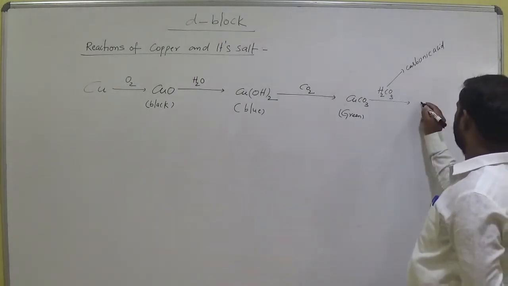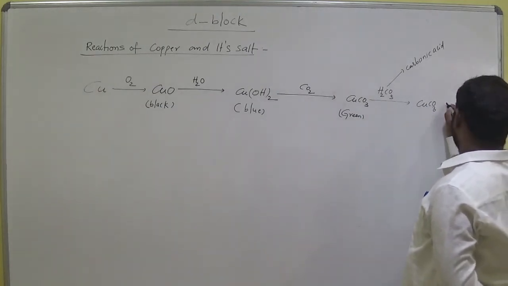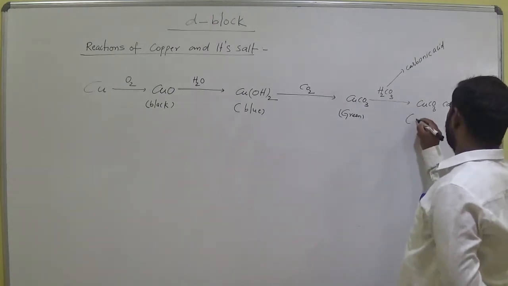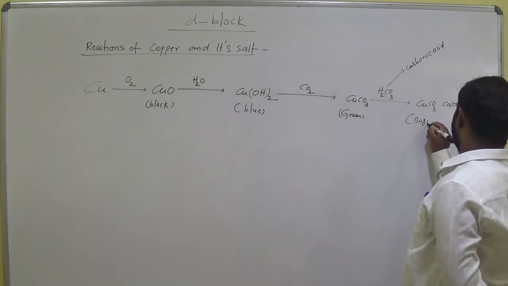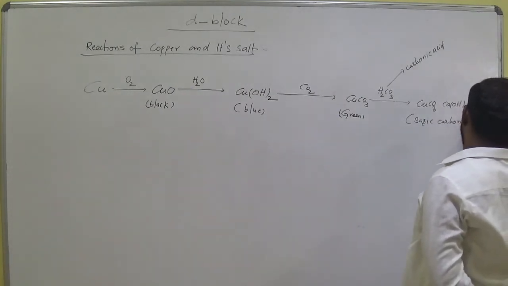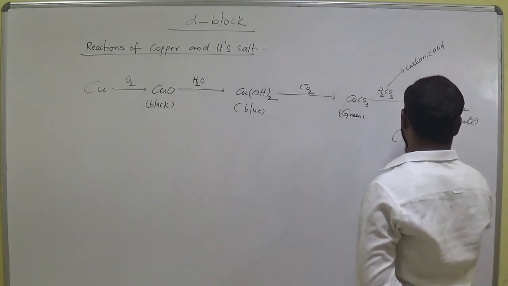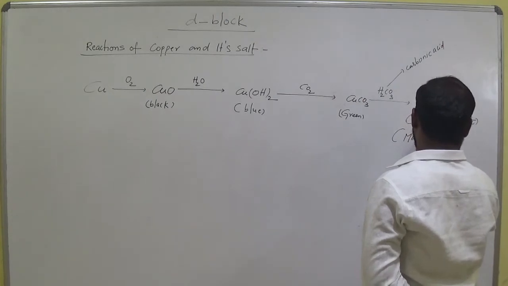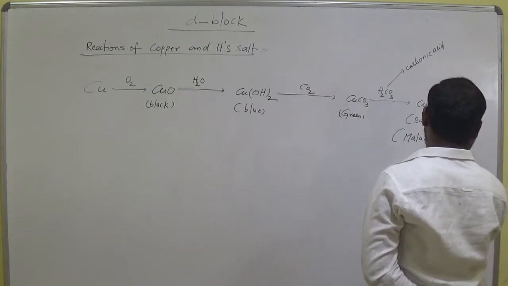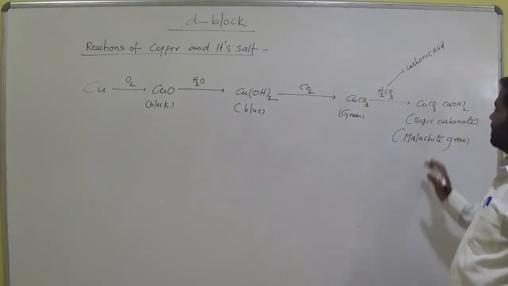It gives copper carbonate and copper hydroxide. This is called basic carbonate. The color of this one is malachite green. What we call it is malachite green.